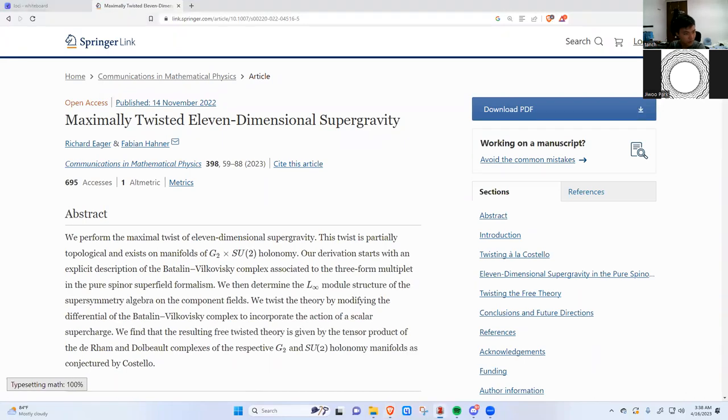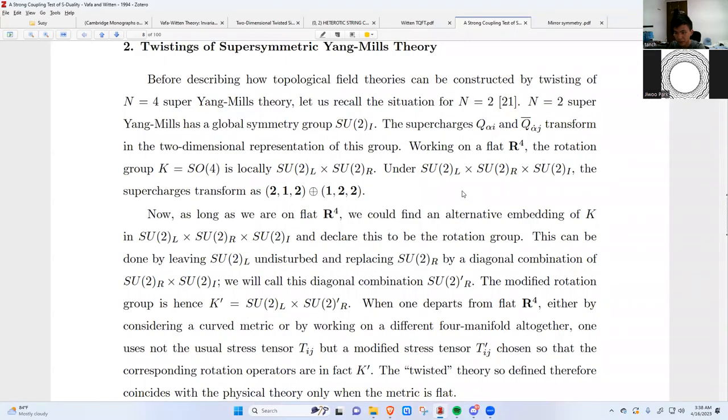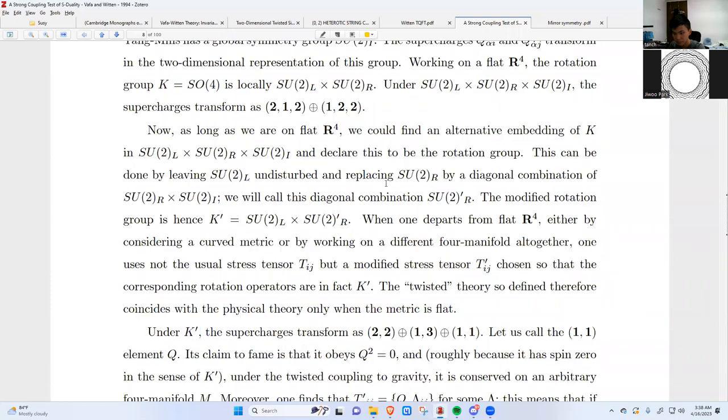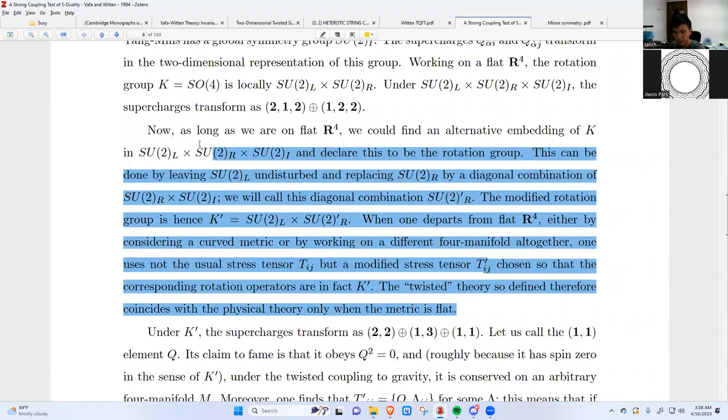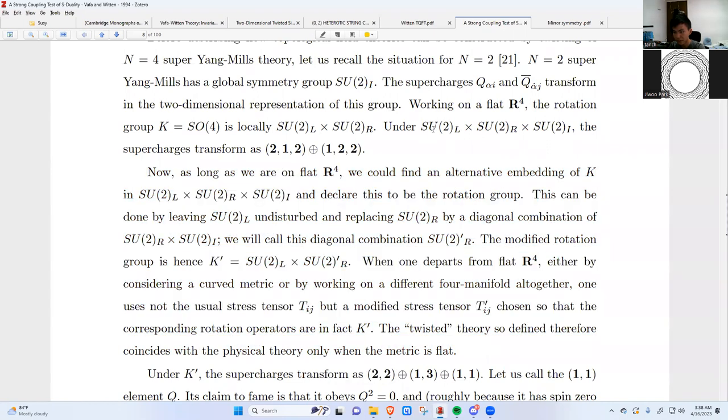Well, maybe if I still get some of the papers, I'm looking at this paper. Okay, this works in R. They're working in R4. Yeah. Rotation group. I think what they're describing over here is a supersymmetry twisting. So I think it is possible to do supersymmetry twisting in high dimensions because they're working in R4.